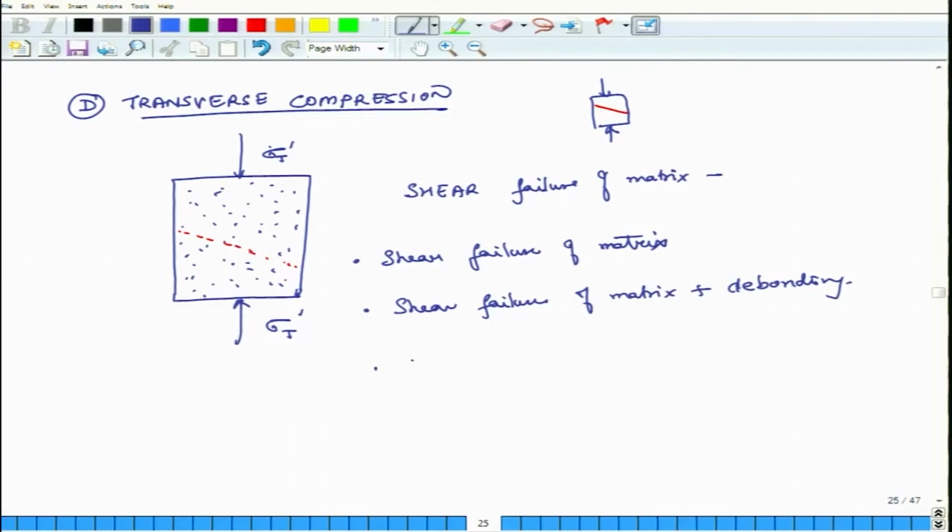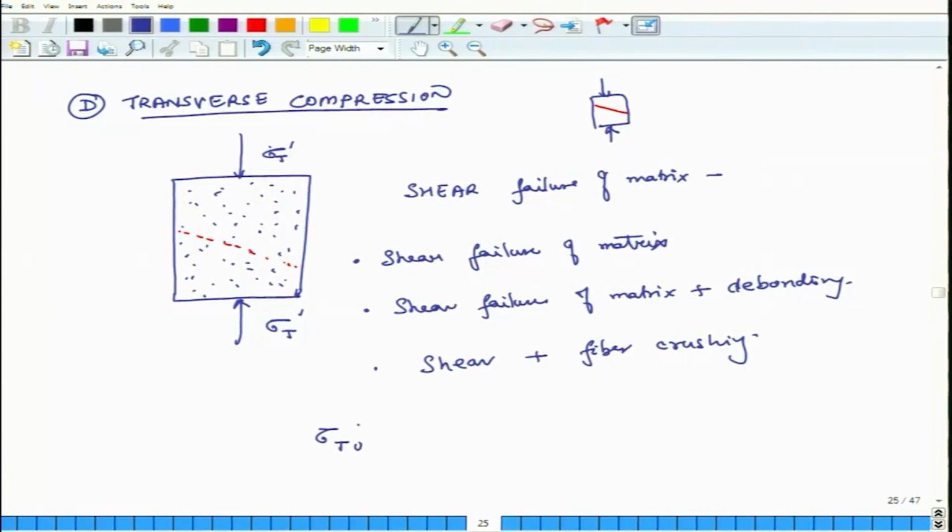And the third one is shear failure plus fiber crushing. So, fibers can also get squished. So, that is there.